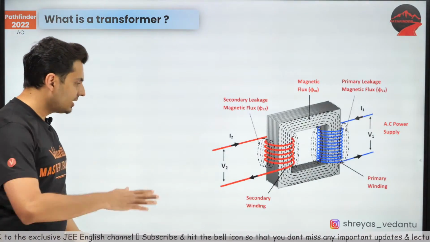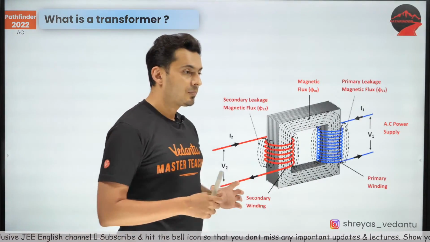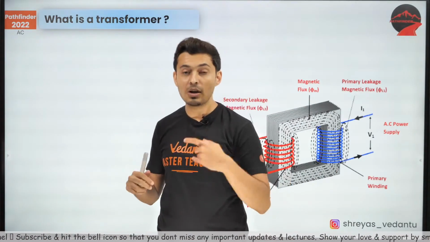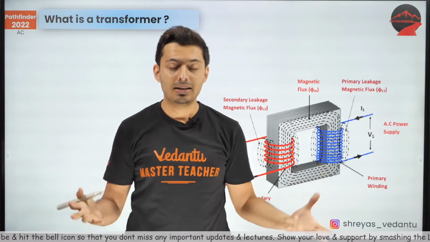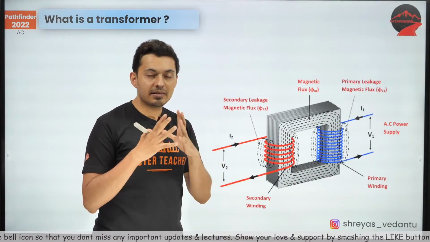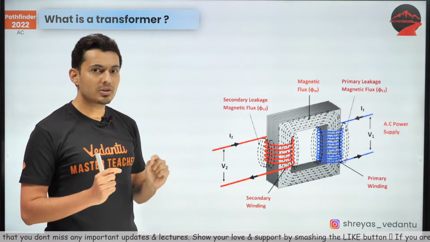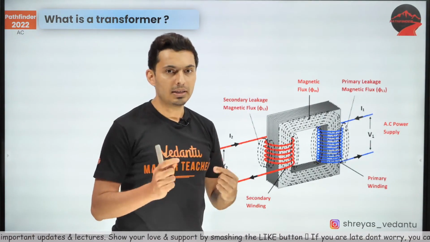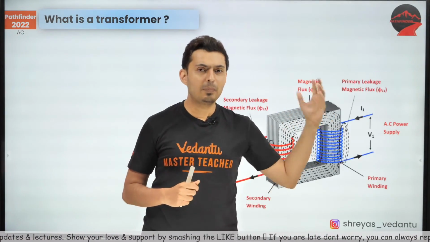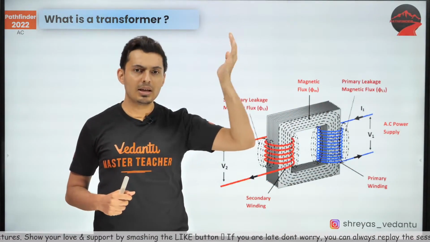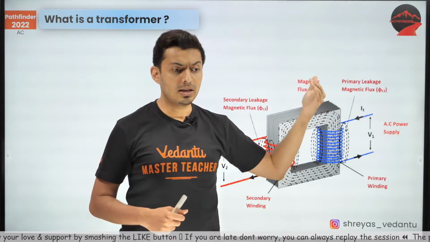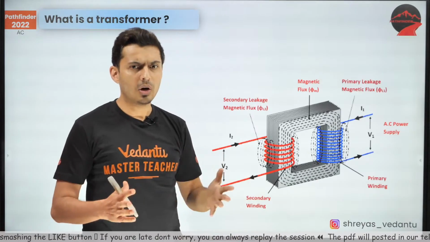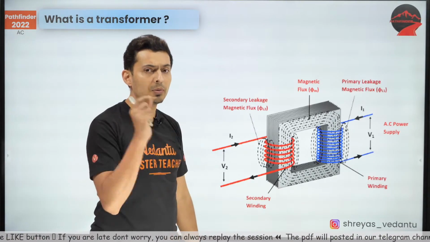Now let me tell you what actually a transformer is. You might have seen these big devices outside a society or outside a mall or outside an industry. Those are basically transformers, and their job is to increase or decrease the voltage accordingly. Generally at a power station it increases the voltage. At a transformer which is just outside your house, that decreases the voltage. We'll talk about the types of transformers very soon.